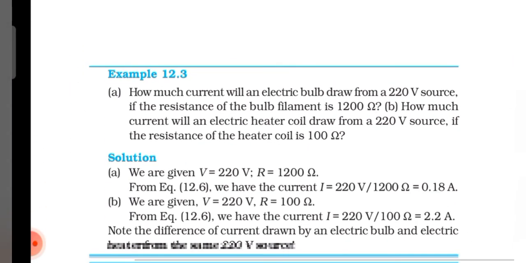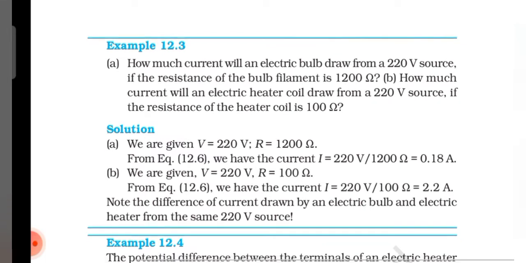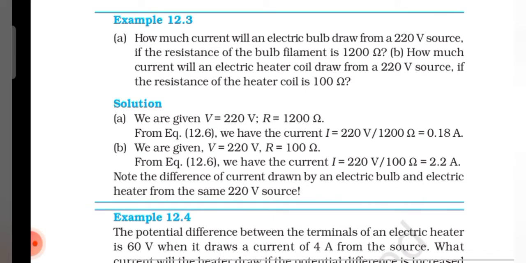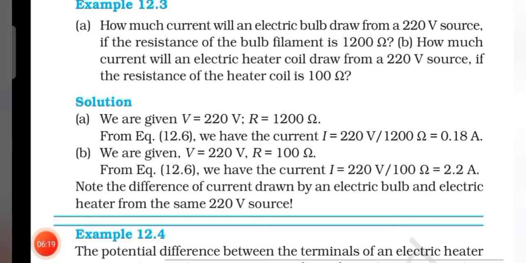Now we'll move to the exemplar questions. So this is question number 1, example 12.3. It is asked how much current will an electric bulb draw from a 220 volt source. First of all, you'll write the data that is given. Volt is 220 volt, and the resistance of the bulb filament is 1200 ohm. The unit of resistance is ohm.